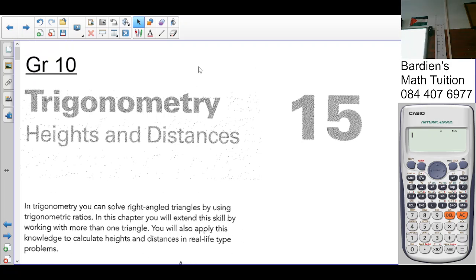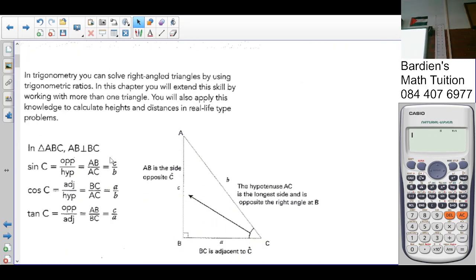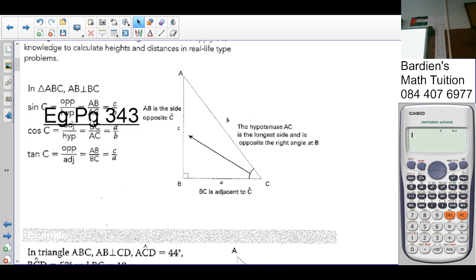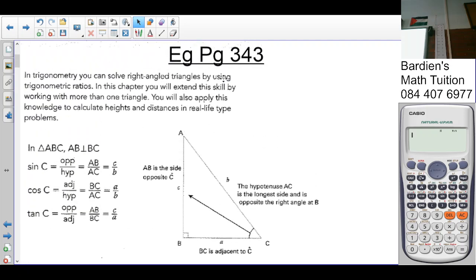Just right here, this is example 1, page 343. So we are told in trigonometry you can solve the right angle triangles by using trigonometric ratios. That we have done already, in those exercises. Okay, we have dealt with this.